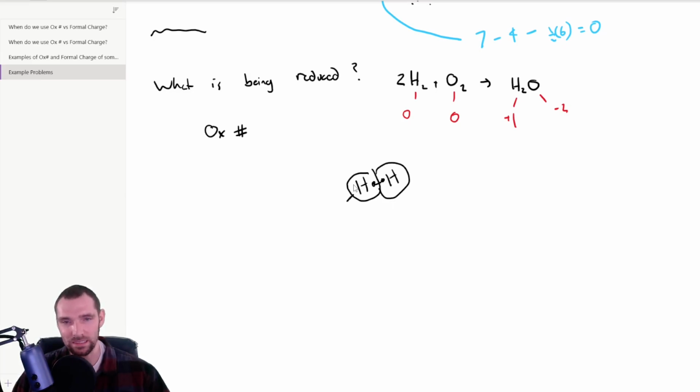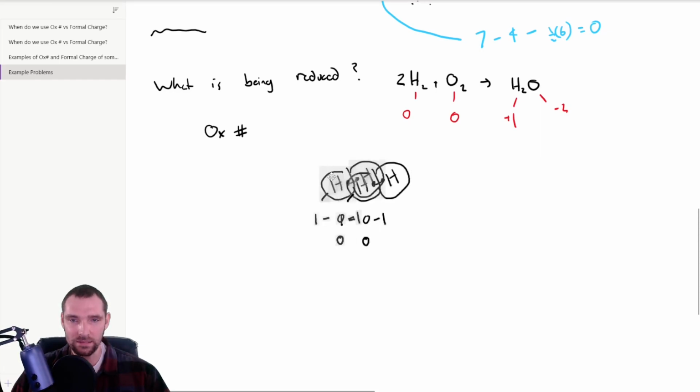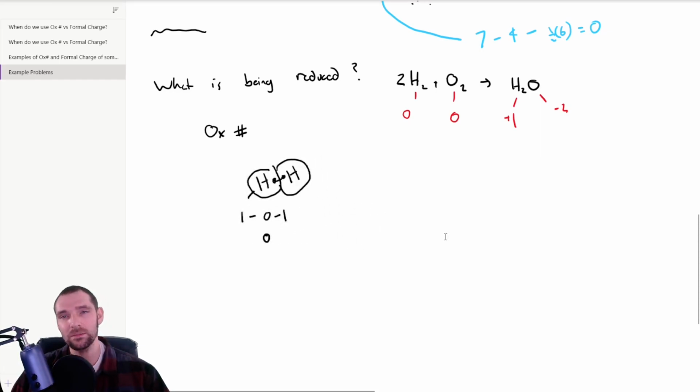So if you were to keep account of this, this would be 1 minus 0 unbound, minus the 1, or you could say 1/2 of 2 there. And so that ends up being that formal charge of 0. So we can look at these things and draw them out. But typically what we do is we say like the hydrogen, like we can talk about the reactants and the products.